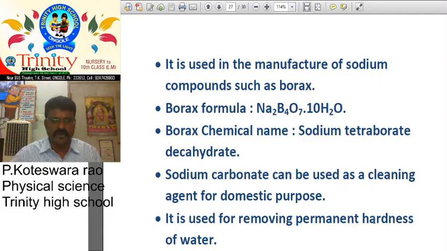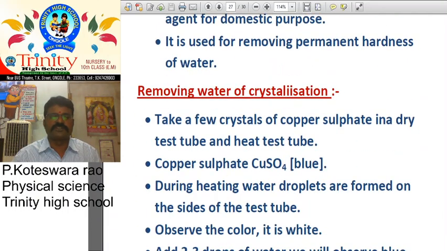What is the formula for borax? Na2B4O7·10H2O is the borax chemical formula. Name: sodium tetraborate decahydrate. Sodium carbonate can be used as cleaning agent for domestic purpose. It is also used for removing permanent hardness of water. And after that, water of crystallization.